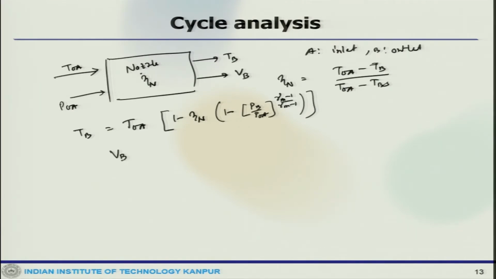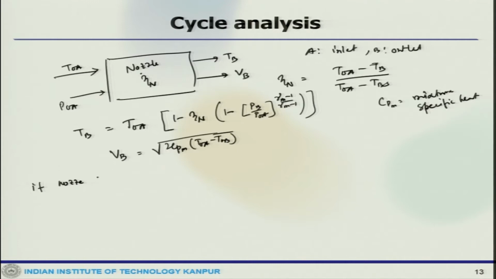And we get the exit velocity as root of 2 CPM times T naught A minus T naught B. Here CPM is the mixture specific heat, because now this is after the burnt product, so we use that. Now, let us say the nozzle is a convergent type and choked, then the Mach number at the exit is sonic.